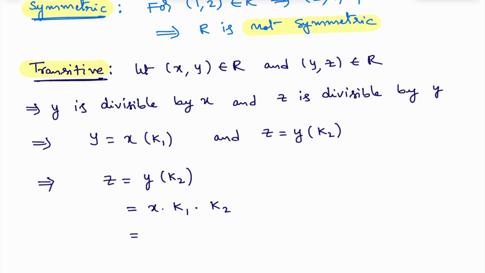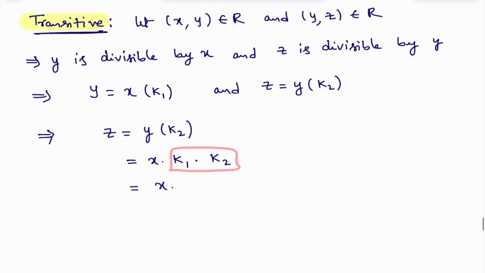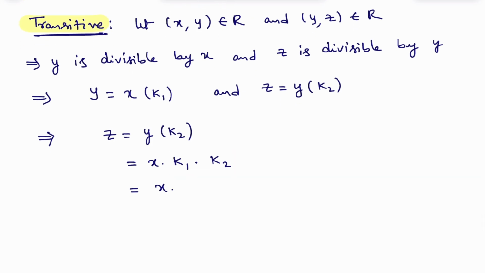So what I can write here is x into, if I multiply these two integers, again I'll get an integer. So I'll write it as k3, where k3 is the integer that we get when we multiply k1 and k2. The point you need to observe here is that I got z as a multiple of x. Z can be written as a multiple of x. This itself indicates that z is divisible by x.